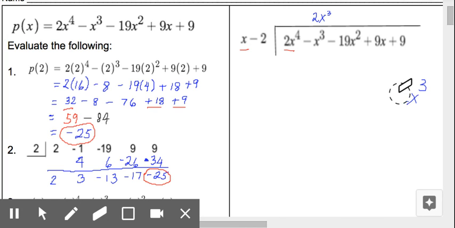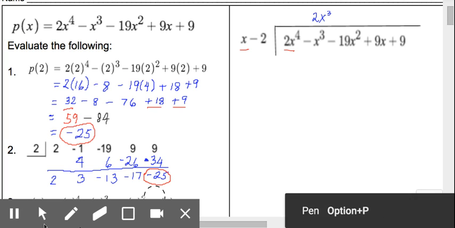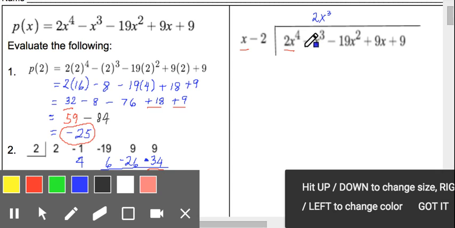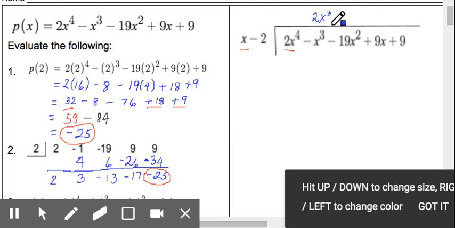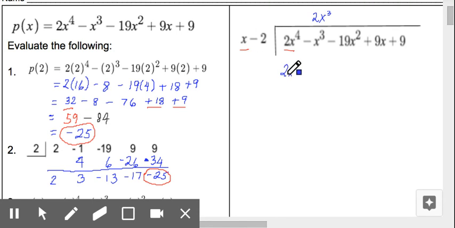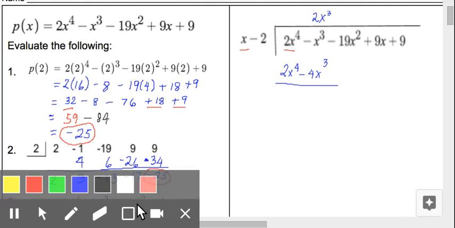So now our next step is to multiply 2x cubed by each one of these. So 2x cubed times x equals 2x to the 4th. And 2x cubed times negative 2 is negative 4x cubed.